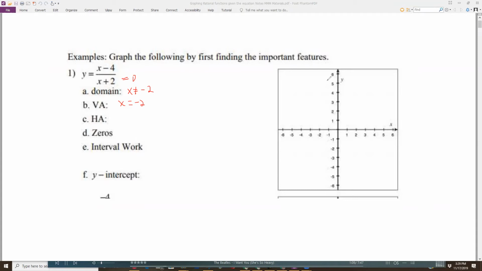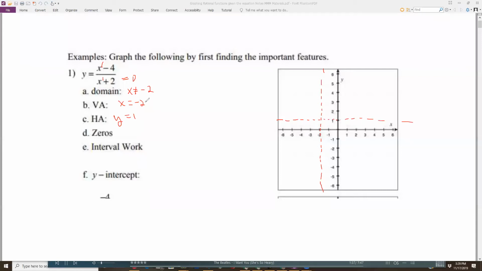x equals -2, there's a vertical asymptote. Here, I'm going to put a dotted line to represent that, to give me a visual. And then I notice that this is the same power. I see it's x to the first over x to the first. You look at that shortcut handout, it says that when it's the same power, it's the ratio of the coefficients. In this case, both the coefficients are 1. So we've got a horizontal asymptote y equals 1.